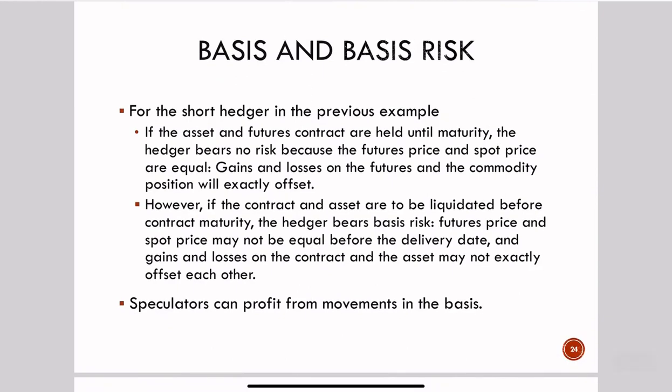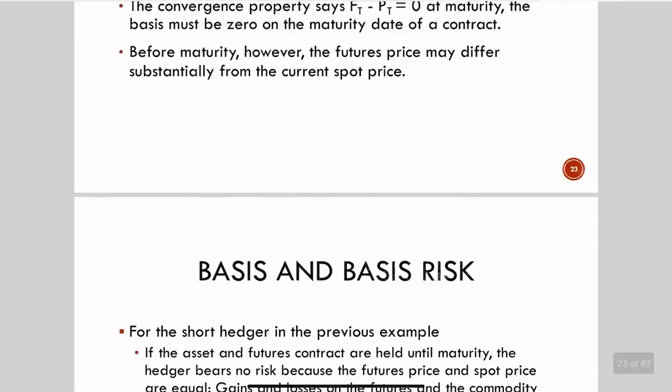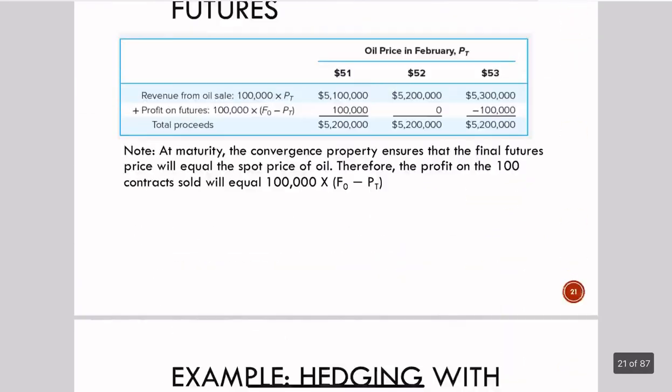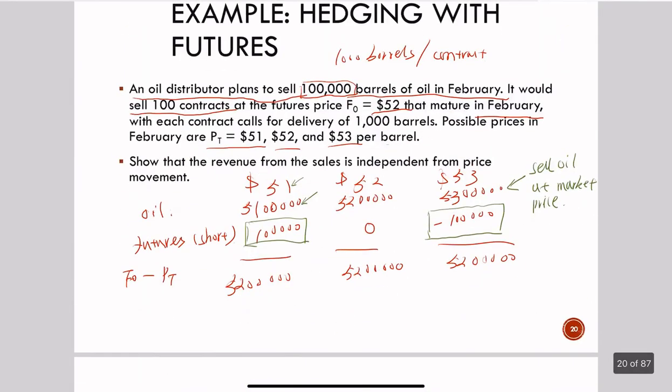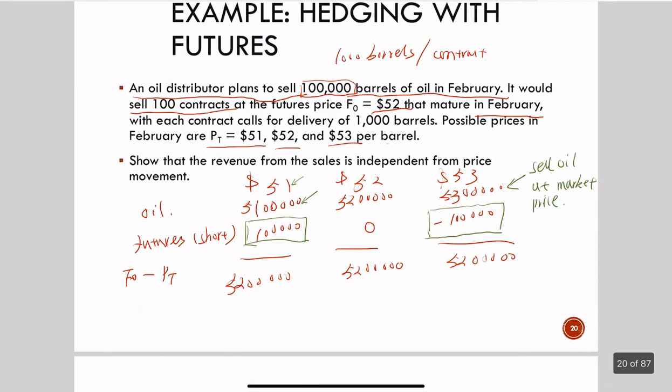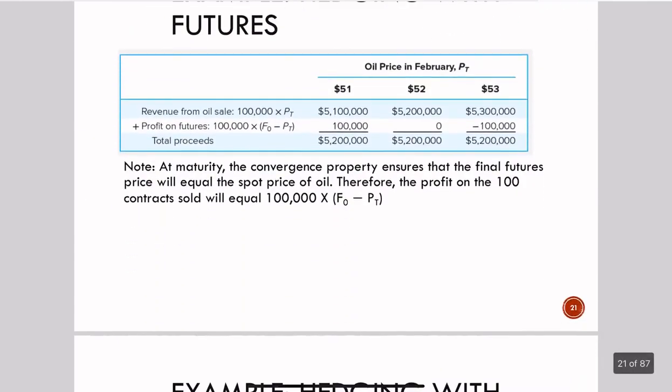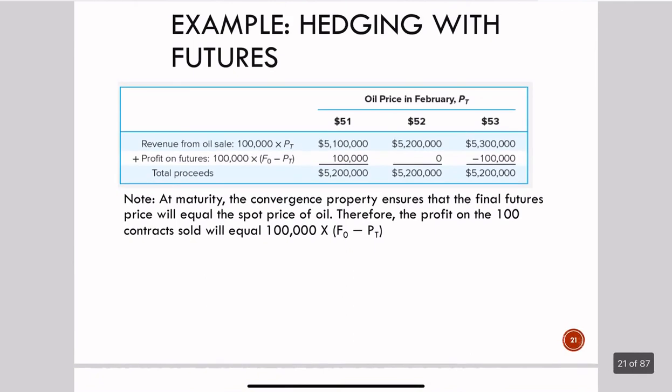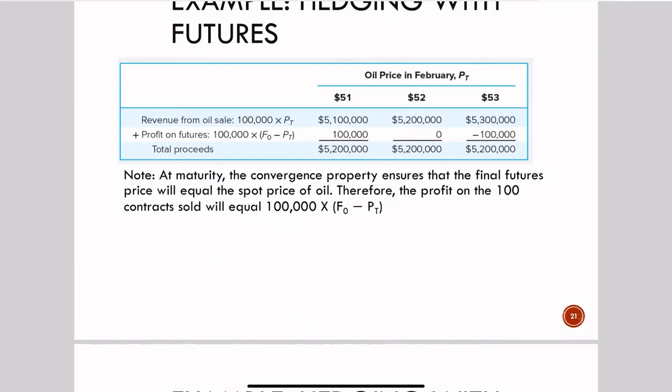And because of this existence of basis, from a hedger's perspective, there is this basis risk. So let's start with this hedger we just talked about. That is this guy here. We know that this guy, by using this hedging technique, in the end, he would always get this fixed revenue, right? The number is fixed.